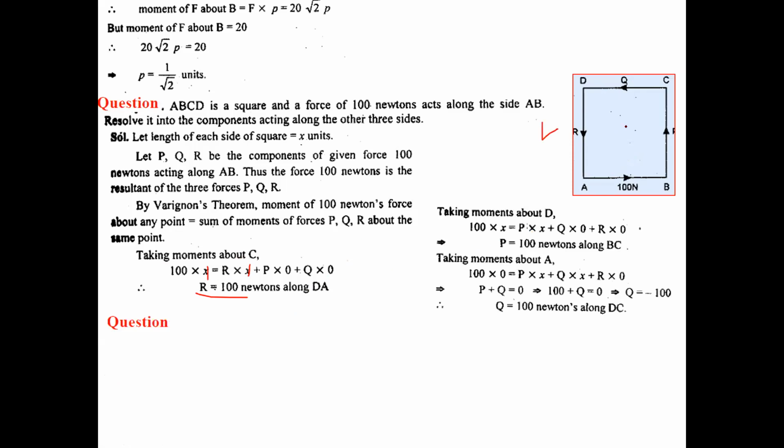So similarly, if we have to find P, now take the moments about D. When we take moments about D, the moment of Q will be 0 and of R will be 0. So we will do the same calculations. Point D is here, from here we draw the perpendicular on the 100 force, so the perpendicular length is the side of the square, that is x. And now again it is in the anti-clock sense, so 100 into x.